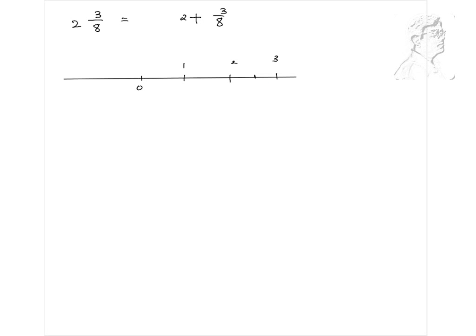2 pieces. Now how many? 4. We got 8 pieces, right? 8 pieces. So 2 plus 3 by 8, this one. That is 2 plus 3 by 8 or 2, 3 by 8. This point. Any questions? Let me know.